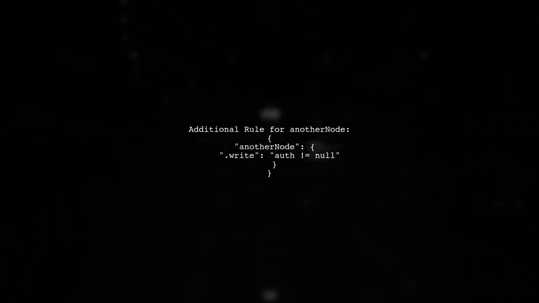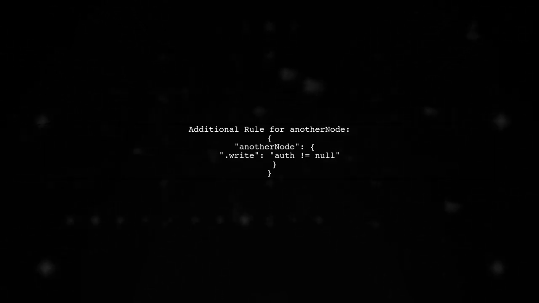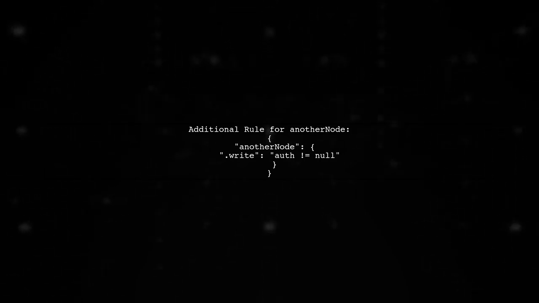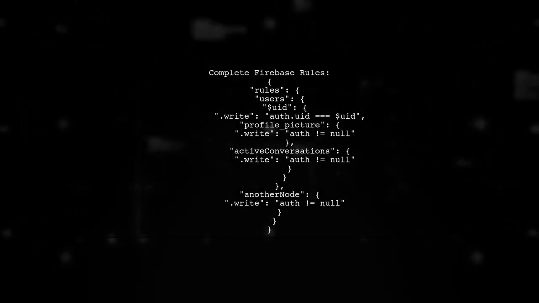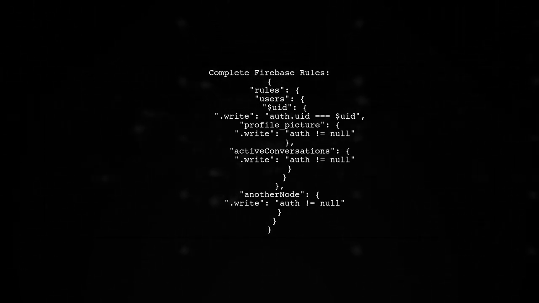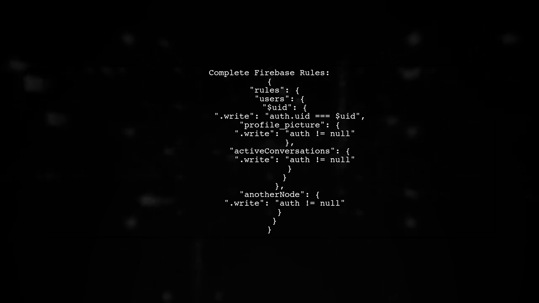Next, we need to ensure that other nodes, like another node, remain writable by any logged-in user. We can do this by adding a separate rule for that node. Finally, let's summarize the complete rules. This setup restricts write access to user-specific nodes while allowing general access to other nodes.